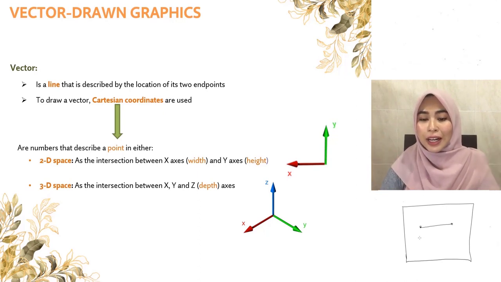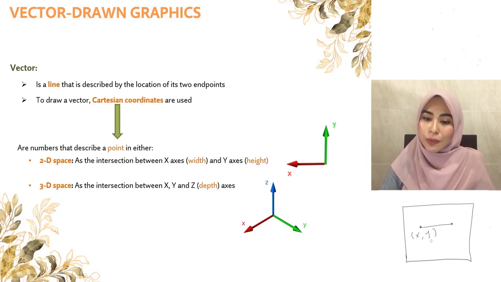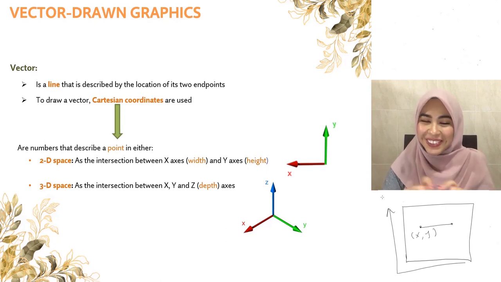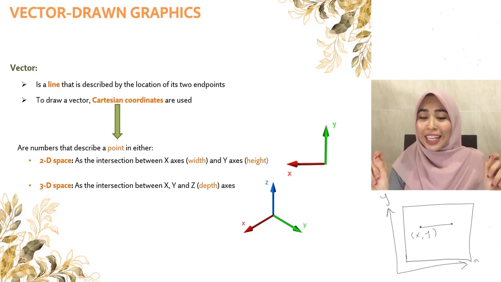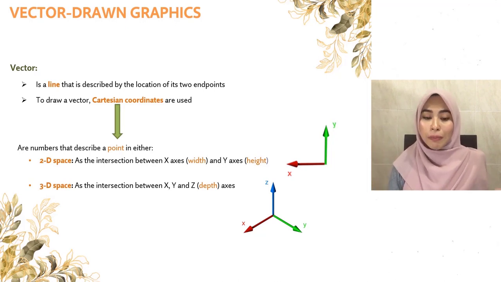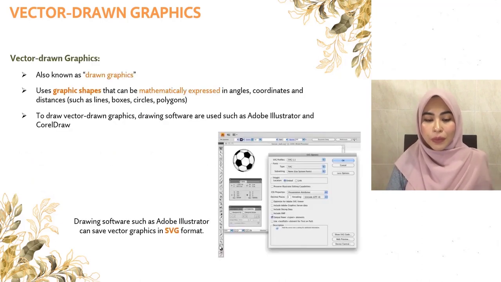In order to draw a vector, Cartesian coordinates are used. So when you're working with a 2D space, your lines will be pointed in terms of the x-axis and y-axis. So how high you want to go, how low you want to go, or how wide you want to make it, things like that. If you're working with 3D space, you have another added axis, which is depth, which makes it a lot more realistic by creating depth onto that image.